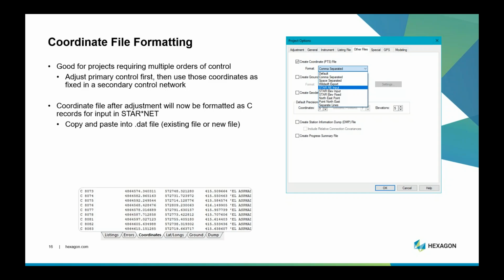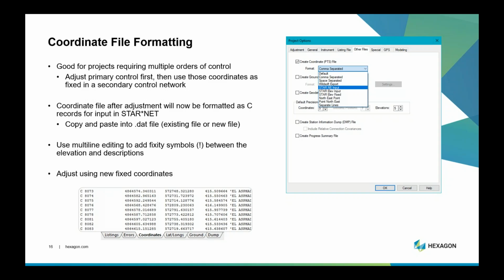What that's going to do is, after you adjust and click on the Coordinates tab for the coordinates file, they are going to be formatted like C records in StarNet typically are. You can then copy and paste those over into your DAT file, use that multi-line editing that I just showed you, and choose to fix all of those at once. And then you can adjust your secondary control using the new fixed coordinates.